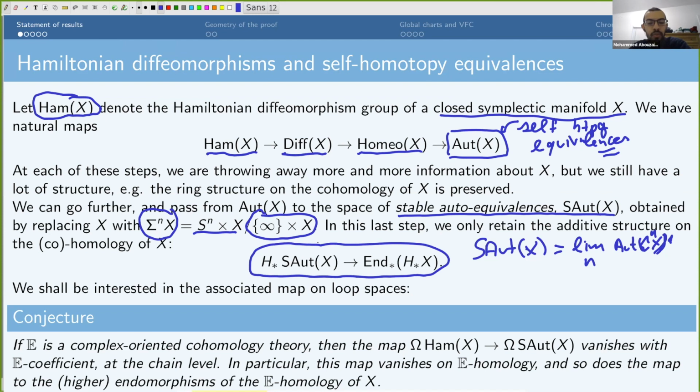And what you do is you say, every automorphism takes a cell to some other cell. And every family of automorphisms, if I take a cell, sweeps out some high dimensional cycle in the space. And then you can take that high dimensional cycle and see which cells are covered. So this is the statement that I want to make the conjecture about. I want to make a conjecture about the map from Ham X to stable automorphisms of X.